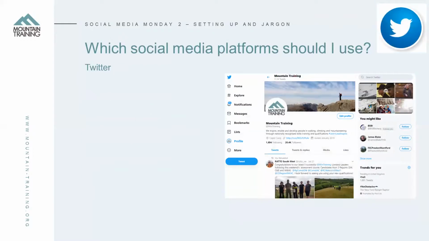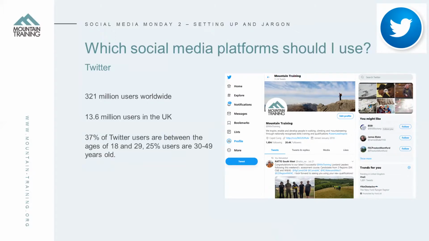And then Twitter is the 4th platform that I'm going to be looking at today. So Twitter has 321 million users worldwide, 13.6 million in the UK. And 37% of Twitter users are between the ages of 18 and 29, 25% are 30 to 49. So it's definitely a different age demographic to Instagram. I'm not quite sure why, but the place I was getting the stats from started talking about Great Britain here. So 59% of Twitter users are men in the UK, in Great Britain, sorry, while 41% are women. So there's a definite bit of an imbalance there.